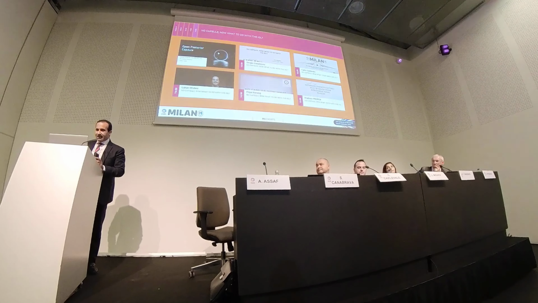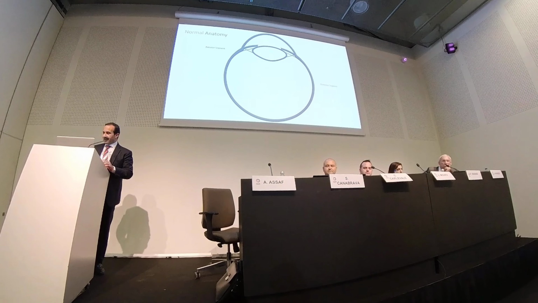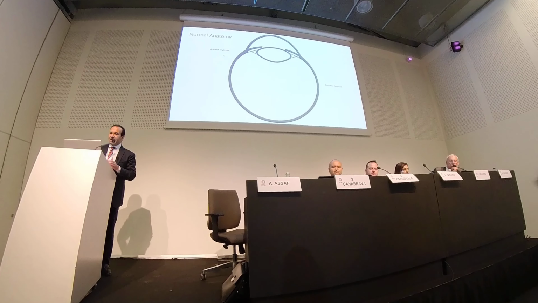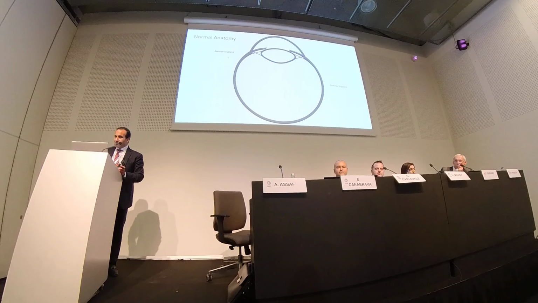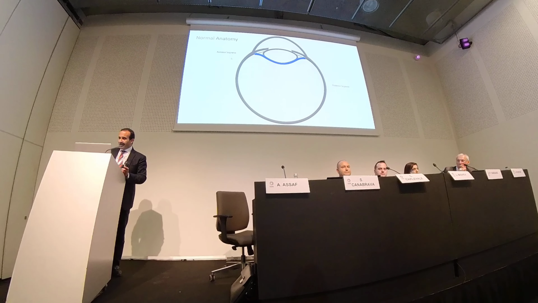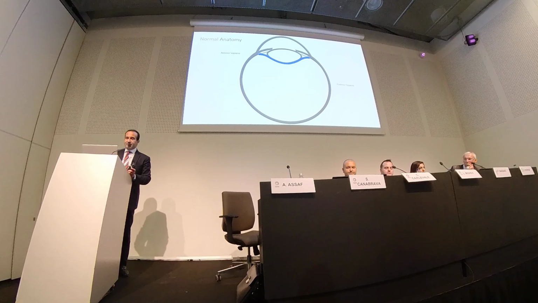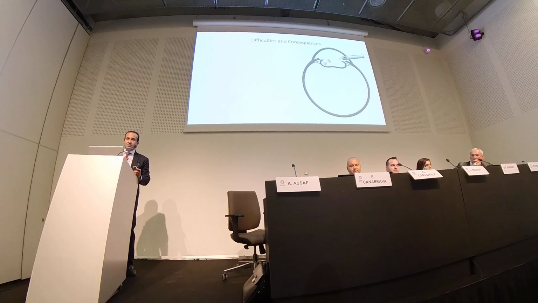As you know, the open posterior capsule is one of the most common complications during phacoemulsification. By opening the posterior capsule, you lose the barrier between the anterior and posterior segments of the eye, which is in the form of the posterior capsule as well as the anterior hyaloid face. Here you have some difficulties and consequences.